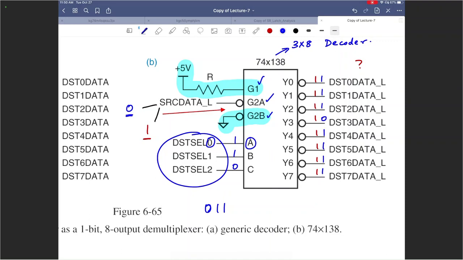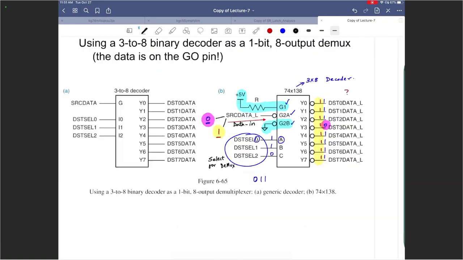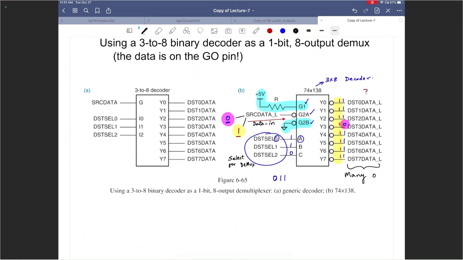Now you see, what did we do? When we had the input as 0, the output became a 0, depending on the select lines. And when the input was 1, the output was a 1. That didn't depend on the select lines. So these are essentially going to function as select for Demux. This is going to function as data in, and this is going to function as many outputs. You guys see that? So the data is actually going on the G2A pin.